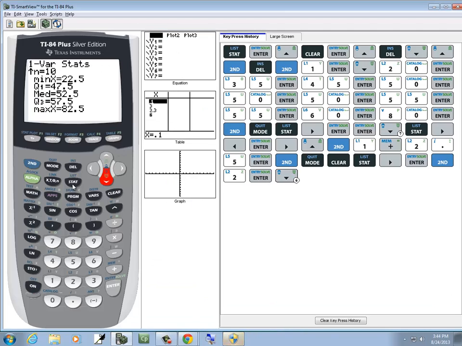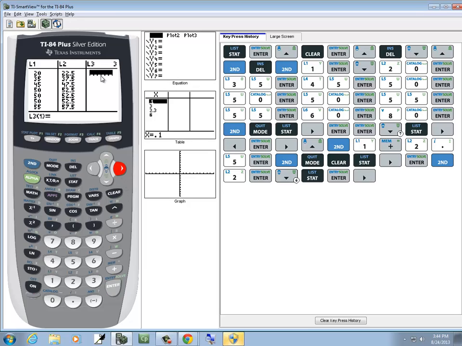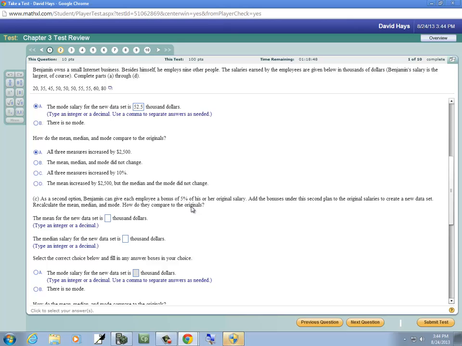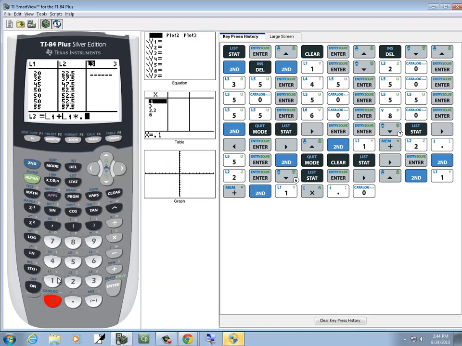Okay. So I'm going to go to stat, and I'll do enter on edit. I'm going to go over to L3. So I right arrow over here, and I'm going to up arrow and highlight L3. And now I'm going to do second 1. So I'm going to add my original salary plus, and then I'll do second 1 times 5% of the original salary. So I'll multiply that times 0.05. So L1 times 0.05 will figure 5% of the original salary, and then I'm adding it to the original salary. So that's what that formula says. And we'll press enter. Okay, so that's our new values.